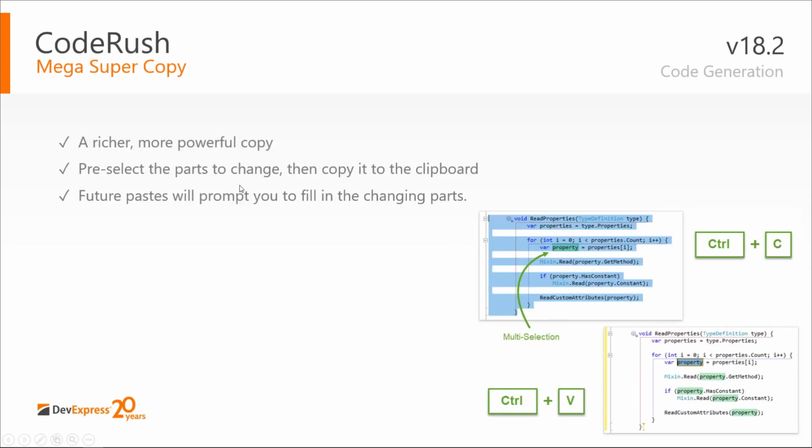Mega Super Copy. I'm actually kind of excited about this. I like this feature a lot. It's a little bit mind-blowing when you think about it, because we said, hey, let's take the clipboard and take it to the next level. Essentially, it's a richer, more powerful copy. It allows you to pre-select parts you want to change, copy those to the clipboard, and future pastes are going to prompt you with those areas you pre-selected to fill those in. It's smart enough to link things together if it sees the pre-selected parts are in common, or alternatively, you can set options so that it will search for things that match and keep those in sync and link them. So it's very, very powerful in that regard.